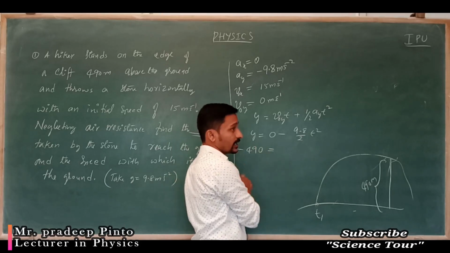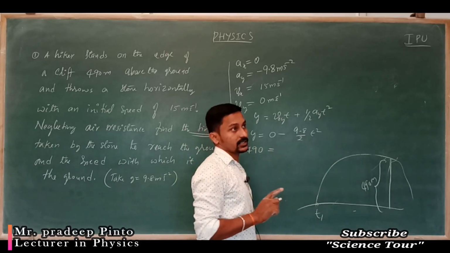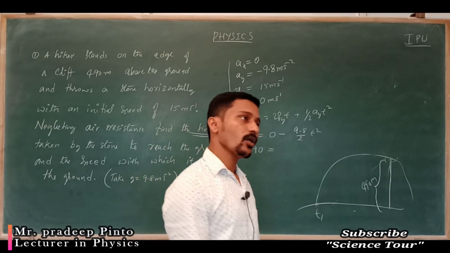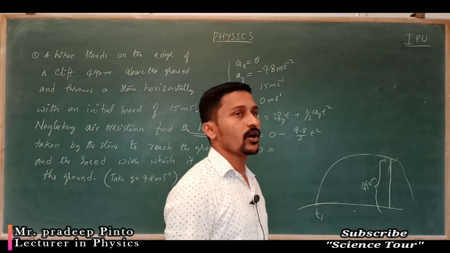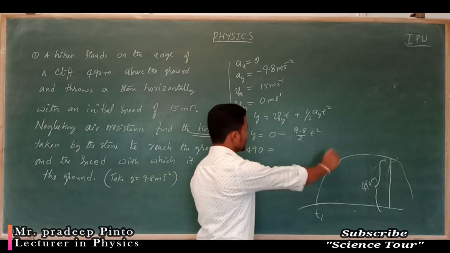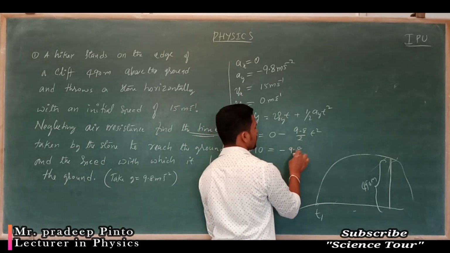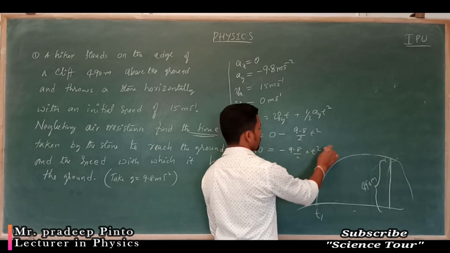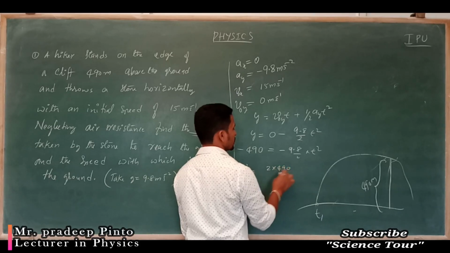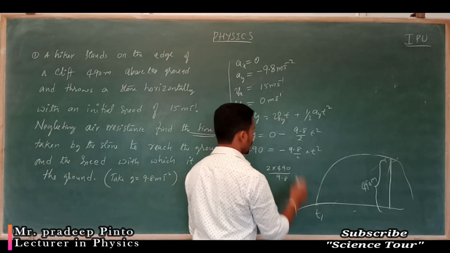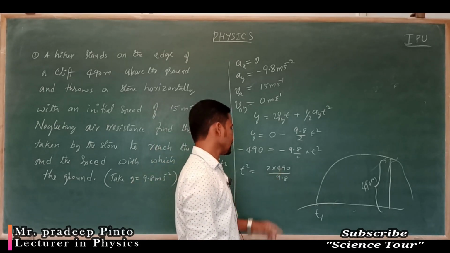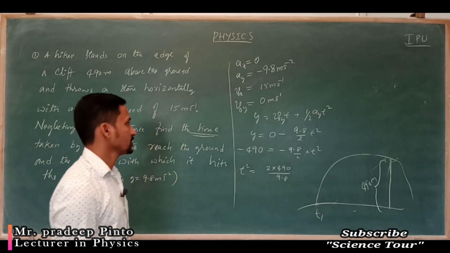Known quantities are there, and you have to apply the sign convention, positive and negative. We have told in the first chapter itself. All are negative coming downward, all are positive going upward, except g. So you have to put minus 9.8 divided by 2 into t square. So t square is 2 into 490 divided by 9.8, which is 980 divided by 9.8.